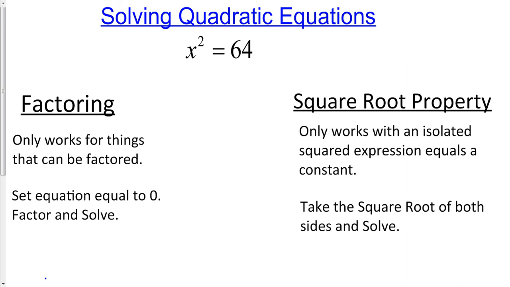Solving quadratic equations. Thus far, we've had two main ways of solving quadratic equations. One, which was factoring, only works for things that can be factored, and you have to set the equation equal to 0, factor, and solve. The other was the use of the square root property, which only works when an isolated squared expression equals a constant number, and you take the square root of both sides and solve.